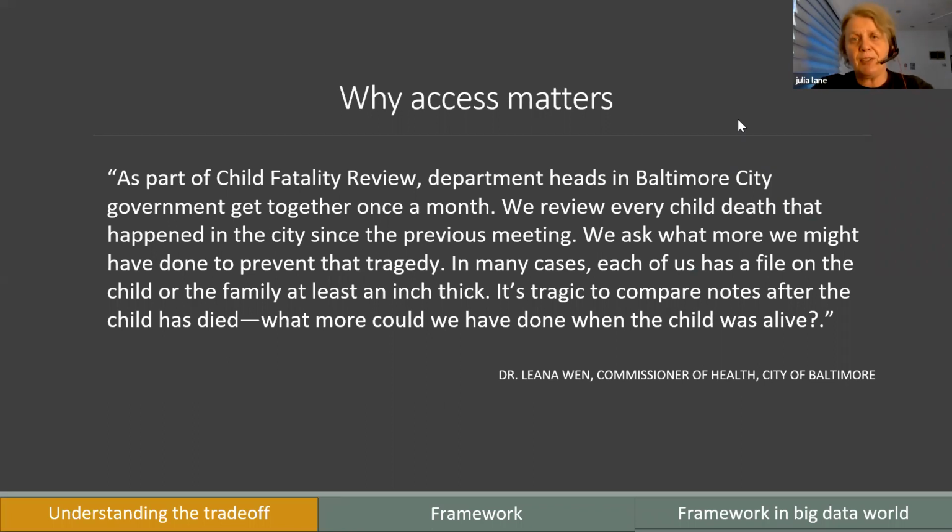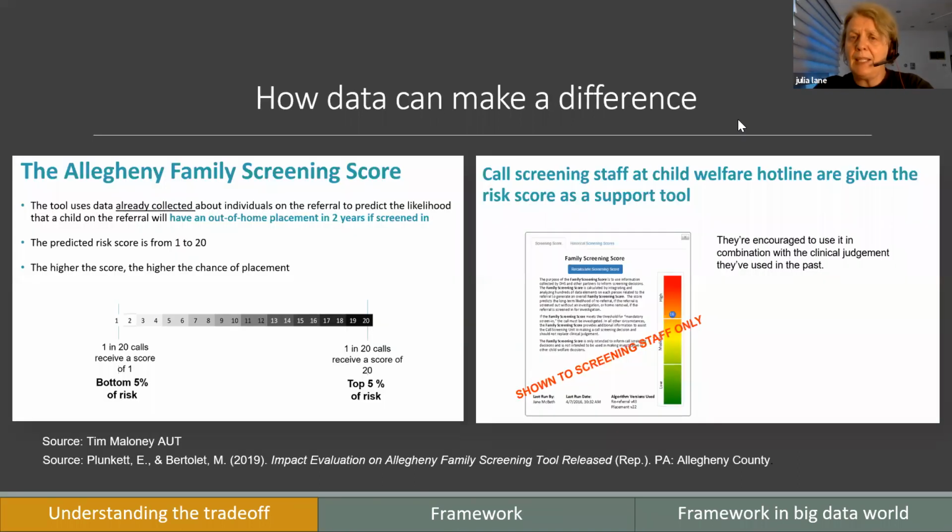Here's another example, and this is a little bit of a strong example, but Leanna Wen and some work that David Elwood did for the Opportunity Project funded by the Bill and Melinda Gates Foundation. He talked to Leanna, and she said, every time a kid dies, all the commissioners get together and they share a fat file on the kid. But the only time they share the data is when the kid is dead. So lack of access to data means that quite often you can't intervene, and then there can be challenges. And data can make a difference.